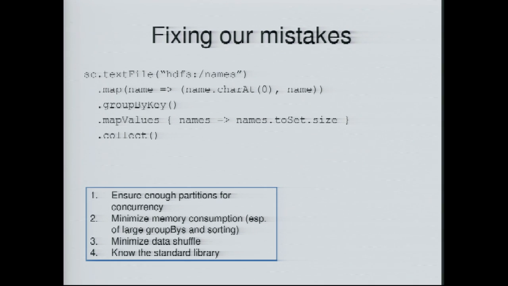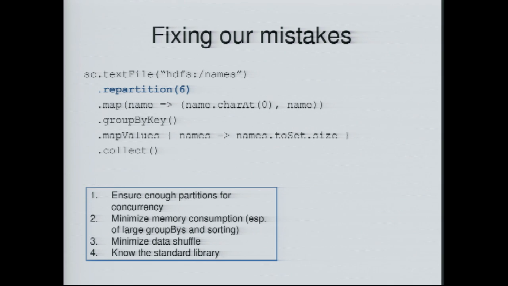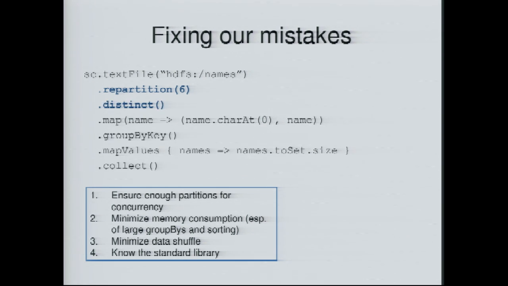So for instance, we can say that I need to ensure I have enough partitions for good concurrency. And so what I can do is throw in a repartition. This just takes my data, which has 4 parts, and makes it into 6. I can, let's say, reduce memory consumption and reduce the shuffle by actually pushing the distinct up. And what I'm trying to get across here is that, first of all, this is a very specific example. Second of all, it's not easy to say, oh, I should throw the distinct up there. Right?